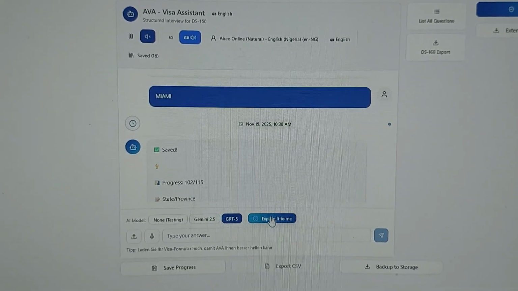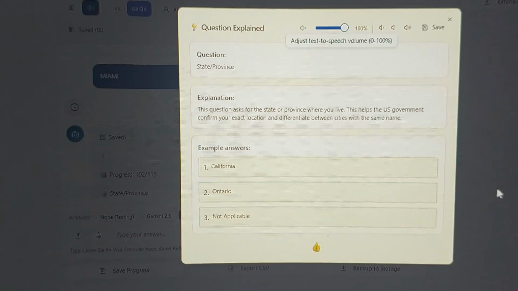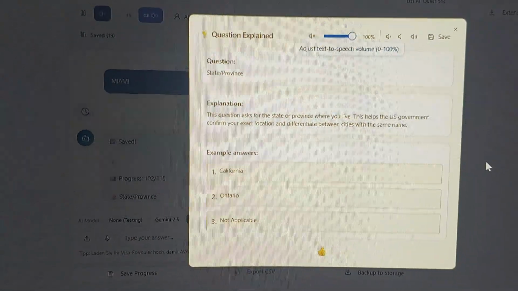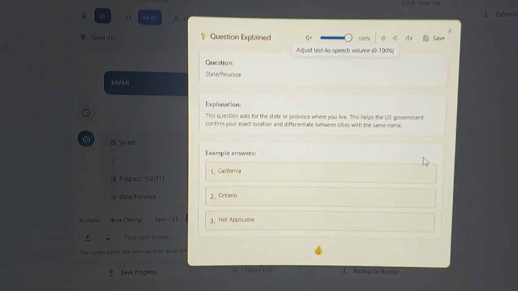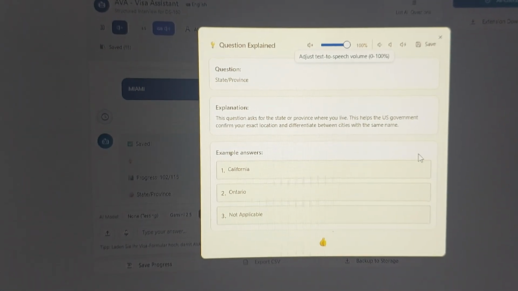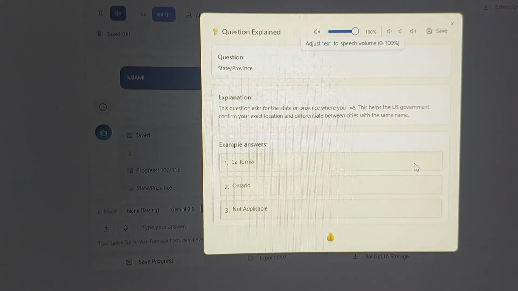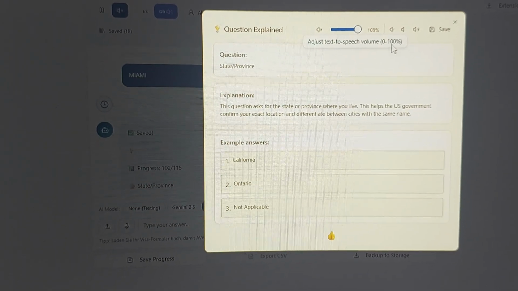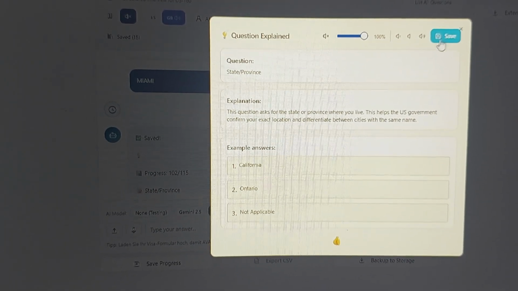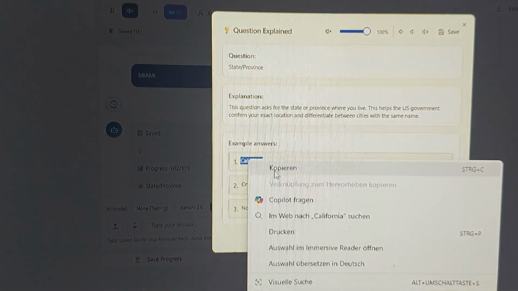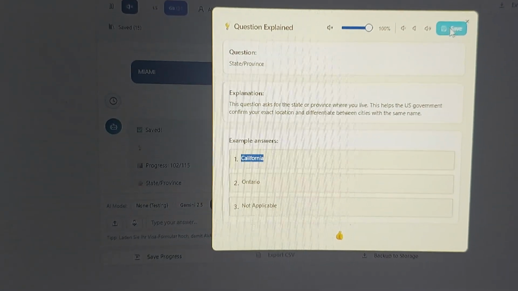State/province. Question: state/province. Explanation: this question asks for the state or province where you live. This helps the US government confirm your exact location and differentiate between cities with the same name. Example answers: California, Ontario. Not applicable.